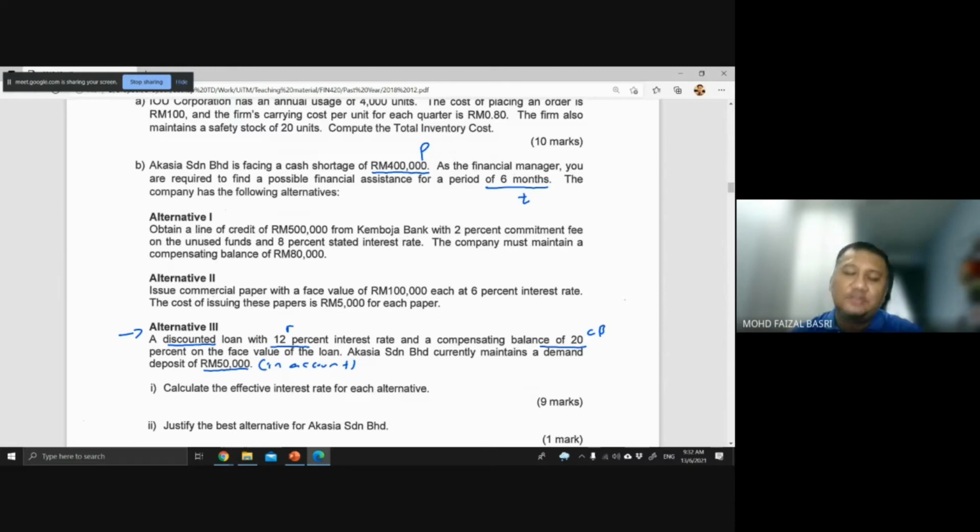So you can see already lah, 20% of 400 is about 80,000 ringgit. So 80,000 needs to be kept in the bank. But in the account, they already have 50K. So meaning we don't have to deduct 80,000 from this 400,000, just a portion of it to make sure that the 80,000 will be kept in the bank.